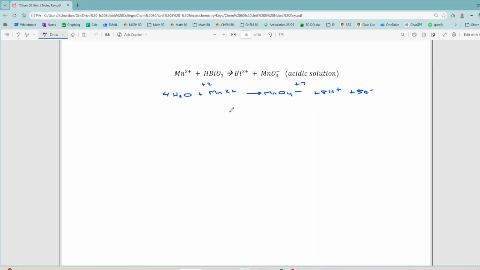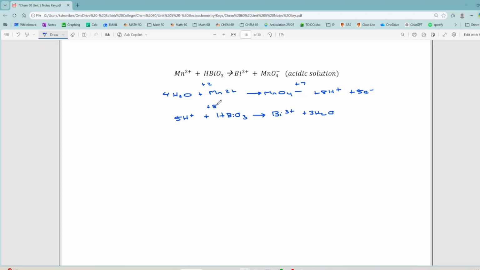For the next one, I've got HBiO3 going to Bi3 plus. And again, balance your majors, done. Balance your oxygens. There's 3 oxygens on the left, so I'm going to add 3 waters on the right. Balance your hydrogens. I have 6 on the right and 1 on the left, so I'm going to add 5 hydrogens on the right. And then I'm going to balance for charge.